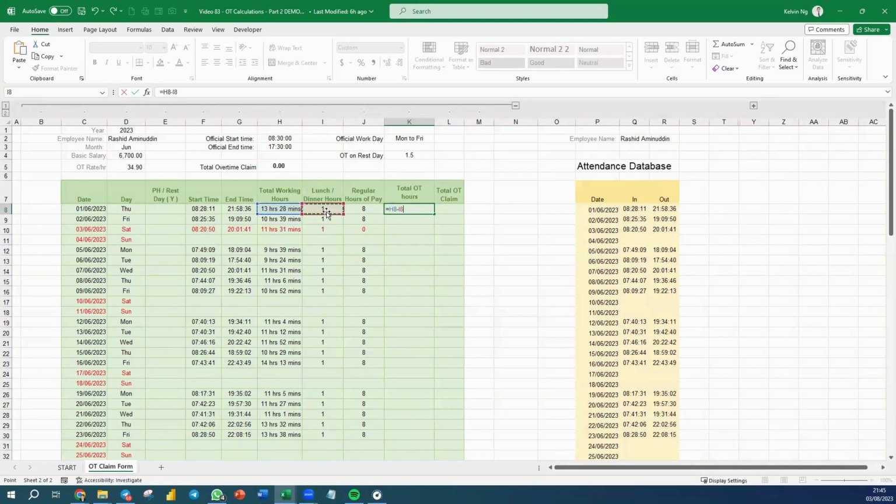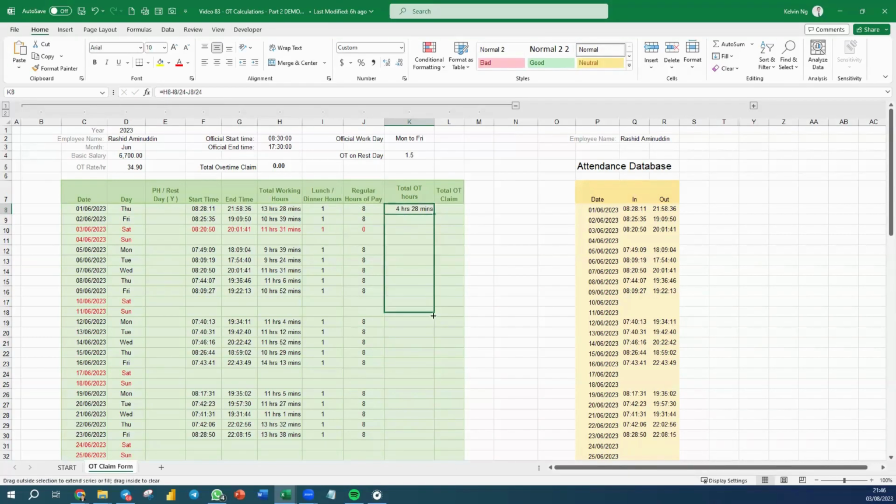Minus 1. Now, we cannot just minus 1, because that 1 is actually 1 day. So we have to divide this by 24. Now we're going to do the same: equals this particular cell J8, also divided by 24. So when I press enter, that will be the balance overtime that the person is working.